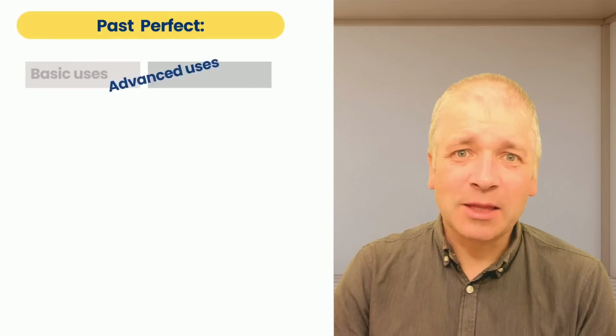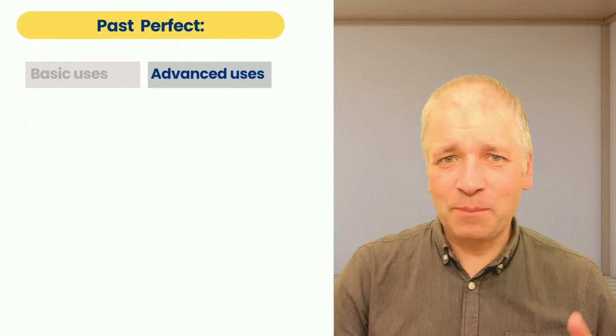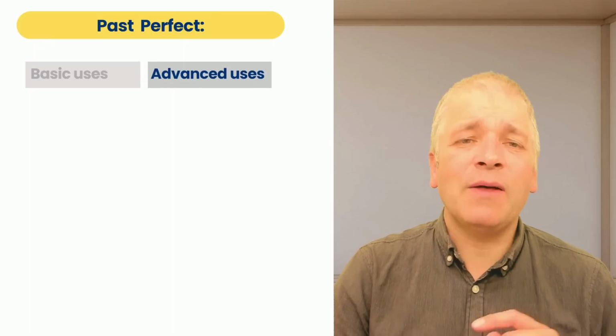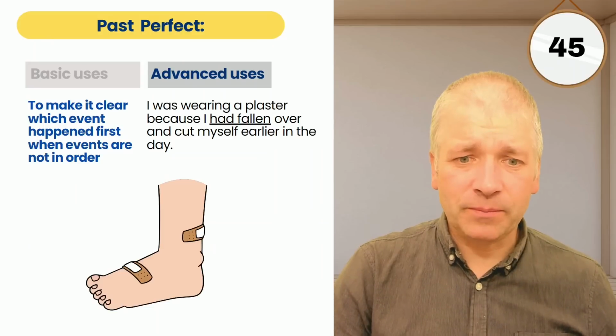Okay, now on to the past perfect. The past perfect tends to be more advanced. It's harder for people to learn. Let's look at some of the ways we use it and then compare it to simple and continuous forms.